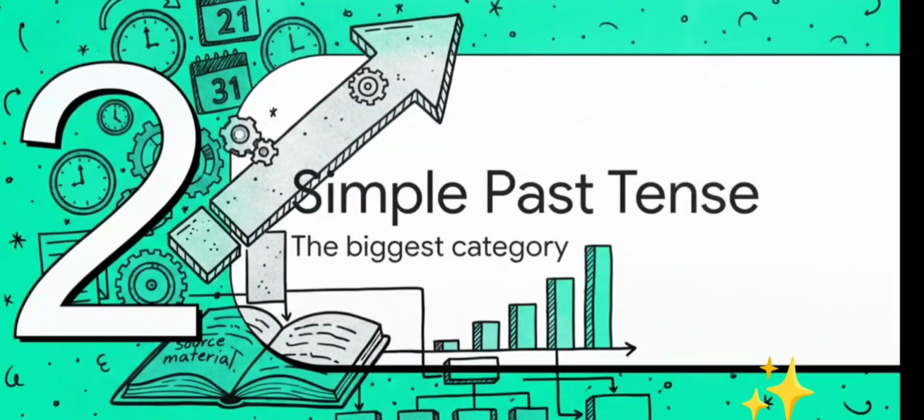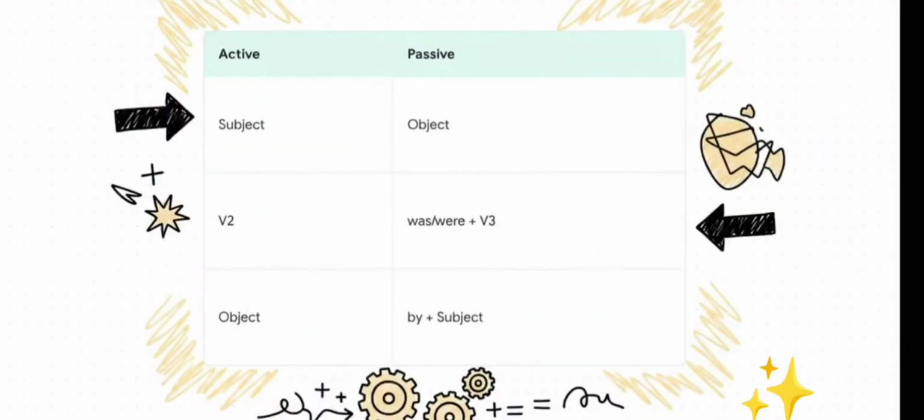Moving right along to section 2, mastering simple past tense. Let's look at our biggest category from the source material. Think of this as your master formula for the simple past tense. On the active side, you have your subject plus V2, which is just your standard simple past verb, plus the object. Now, when we flip it to passive, the object moves to the front. Our to-be helper verb becomes either was or were, depending on if the object is singular or plural, followed by our V3 verb, and ending with by plus the subject. That is the math. So, let's plug some sentences in.